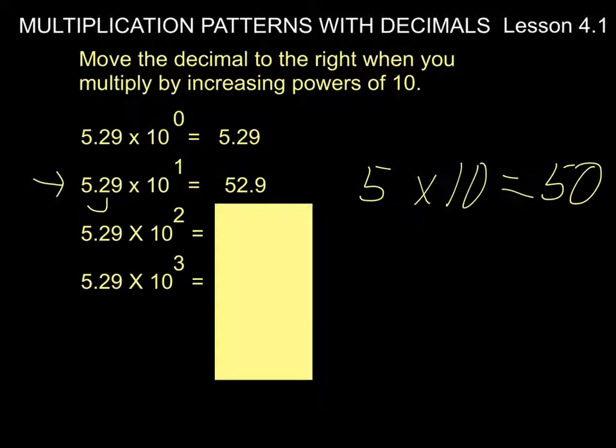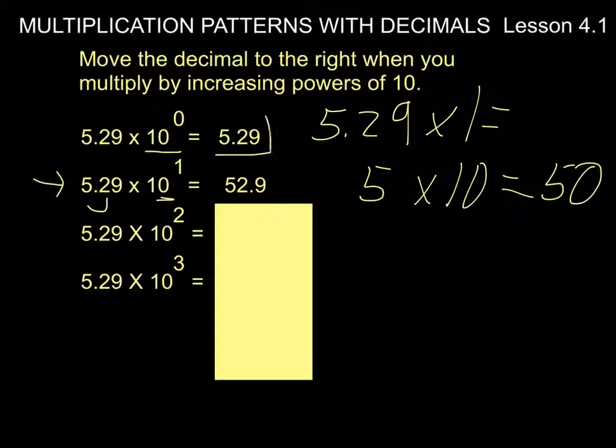If 10 to the first power has 1 zero in it, then 10 to the 0 power has no zeros in it. Therefore, we are going to multiply 5 29 hundredths by 1, which gives us 5 29 hundredths. And this is another example of the identity property.